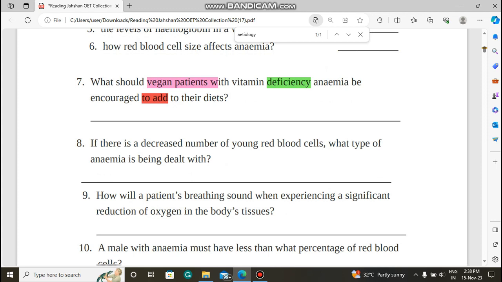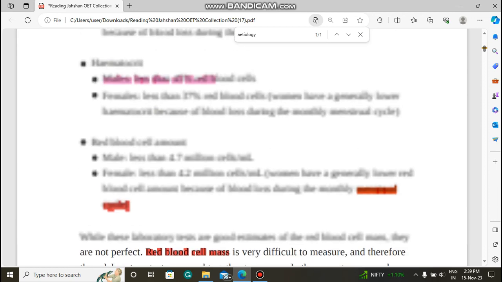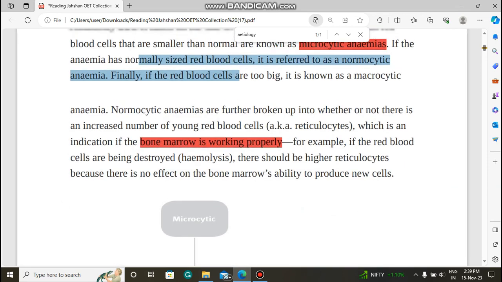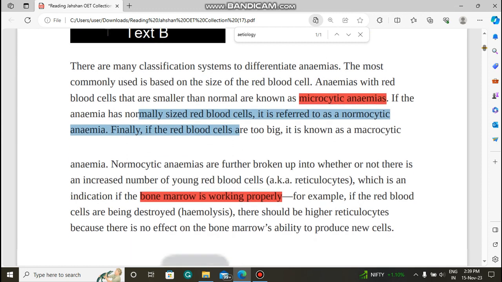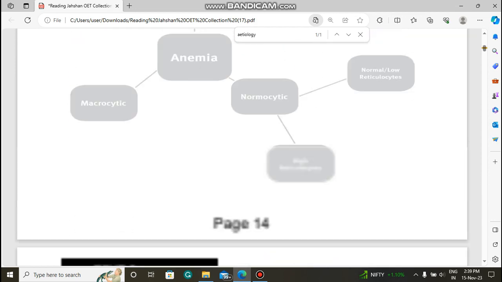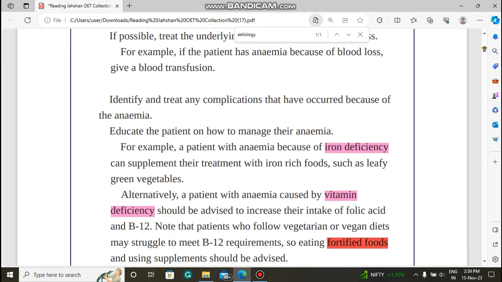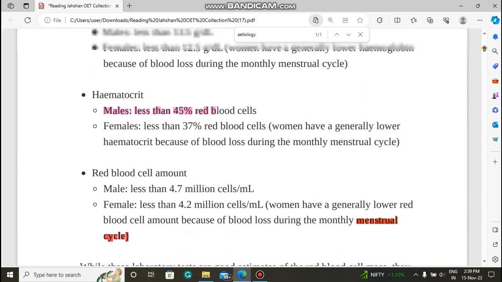So what will be the sound? The answer should relate to the sound of the breathing. Question number 9. Let's check in which paragraph it will be mentioned regarding the sound of breathing. Different types of anemia or classification of anemia? Where should it be mentioned? Regarding the breathing sound. Treatment plan? No, it should not be mentioned in the treatment plan.